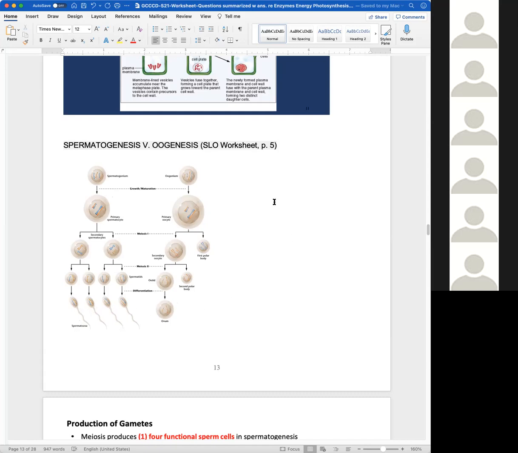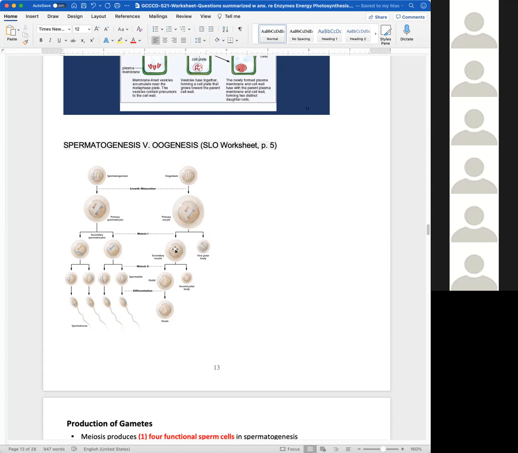In contrast, if you start out with a diploid cell in the ovary, and you go through meiosis 1 and meiosis 2, you end up with just 1 egg. And you don't have the other 3 products of meiosis. These are called polar bodies. So after the first meiotic division, you have what's called a secondary oocyte and a polar body, which dies.